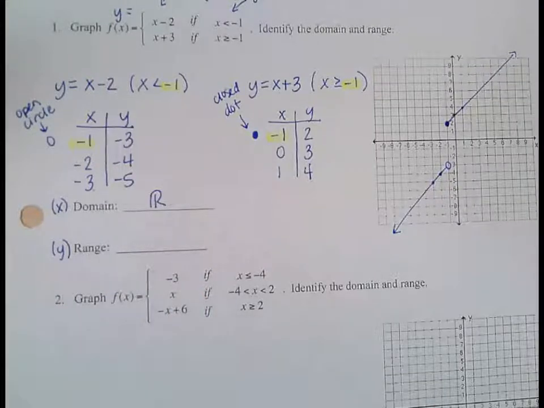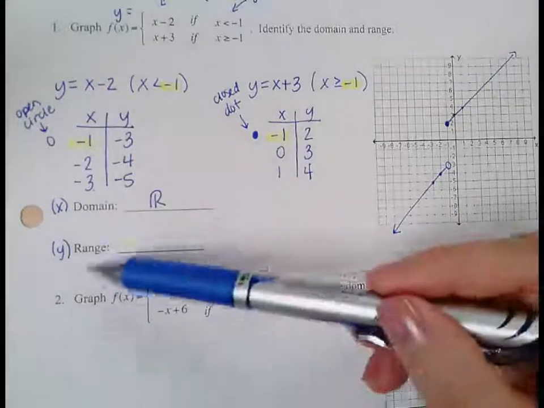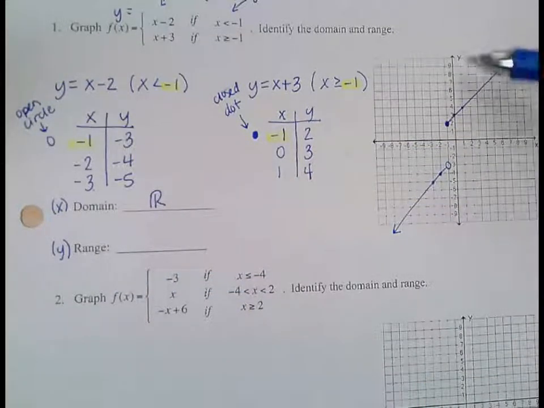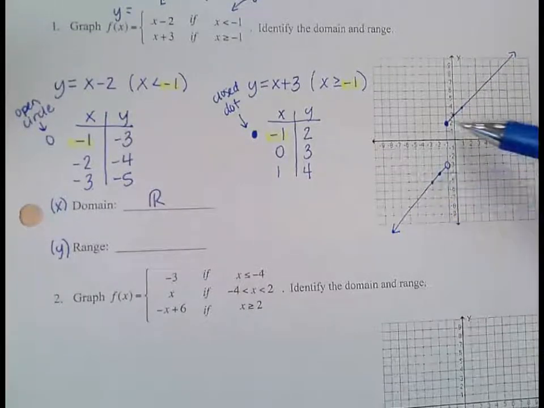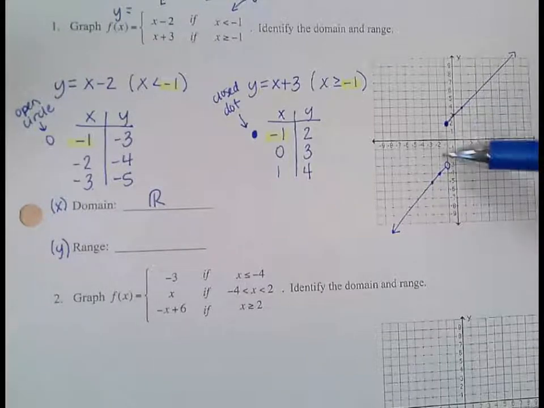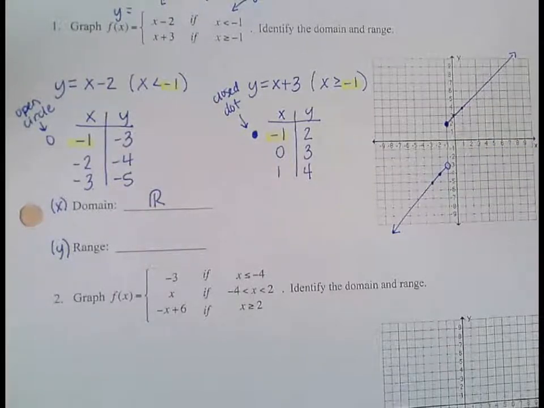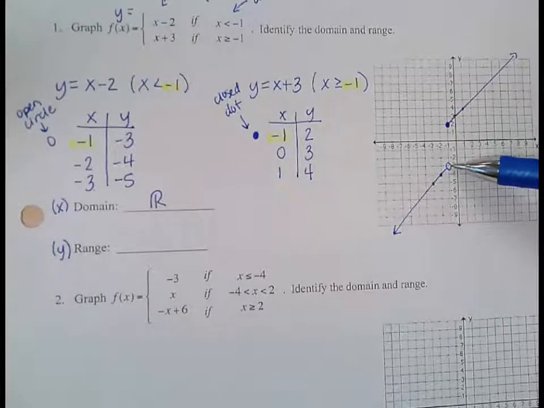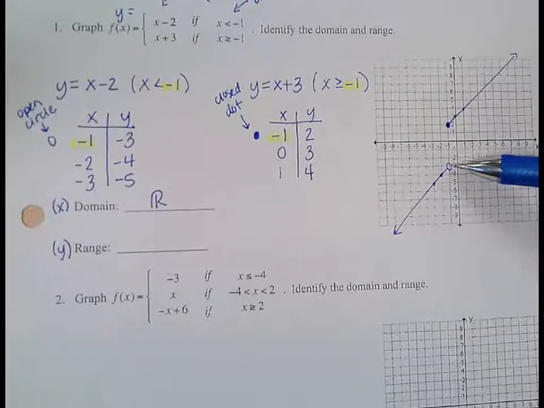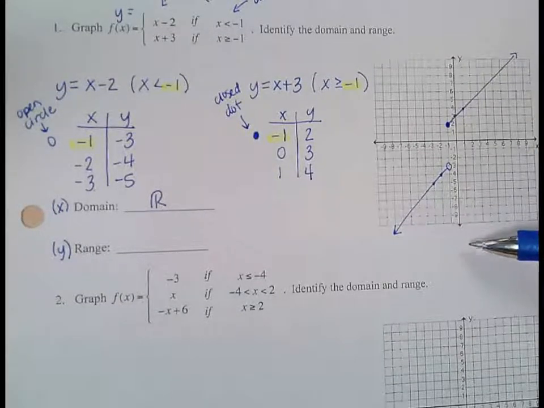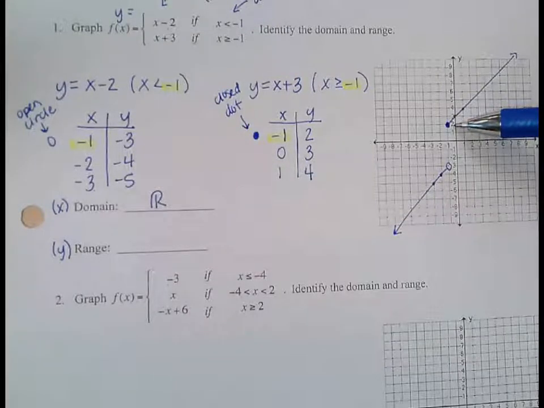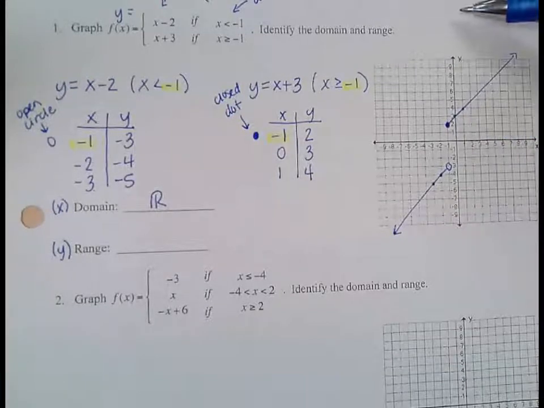Range, now this is going to be different for every example because it depends on what your graph looks like. So to find the range, I typically look at the graph. I'm looking at the y-axis. Because I have these two pieces that are separated, like there's a gap in between the two pieces. The first piece, the topmost y value is -3, and it extends down. So that means every y value that's less than -3 is included. The top piece starts at 2 and extends up, and it includes 2. So I have 2 and everything greater than 2.